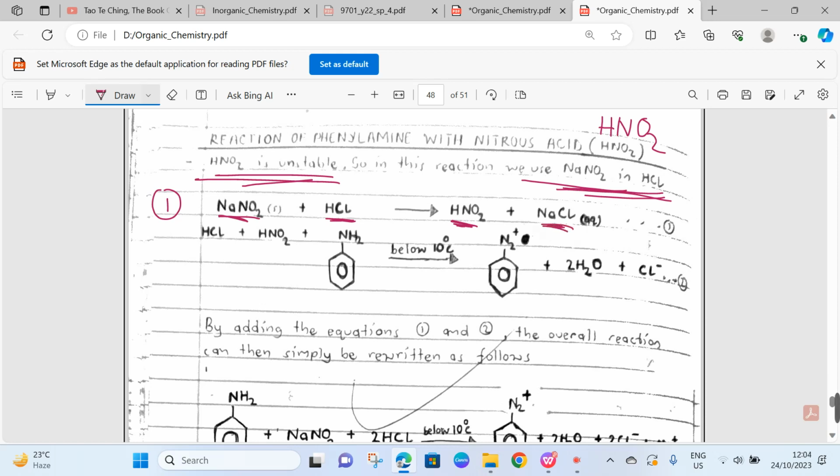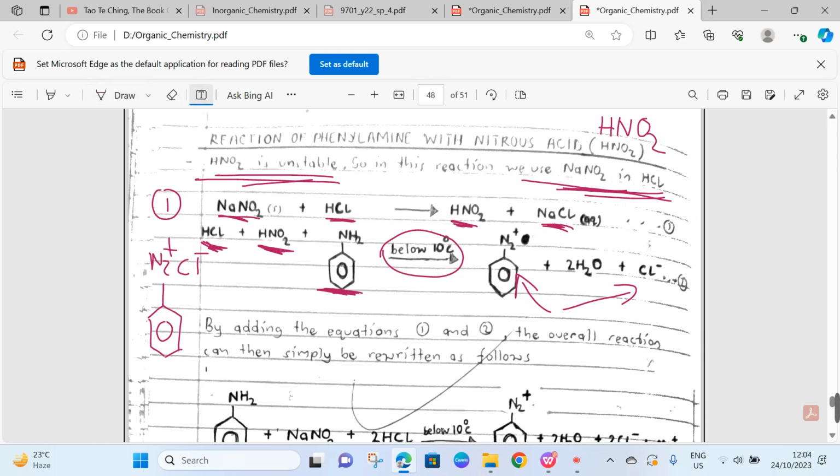What then happens? In excess hydrochloric acid, this nitrous acid reacts with hydrochloric acid and phenylamine below 10 degrees Celsius to produce a diazonium salt, H2O and chloride ion. Other versions combine these two to produce something like this, N2+ and Cl-. It's the same thing, guys. It's the same thing.